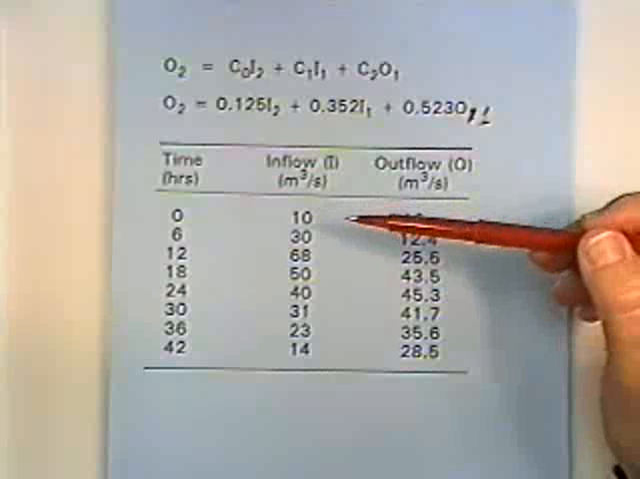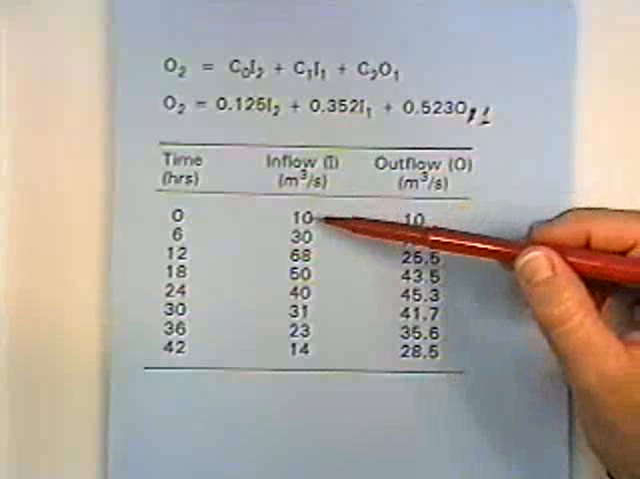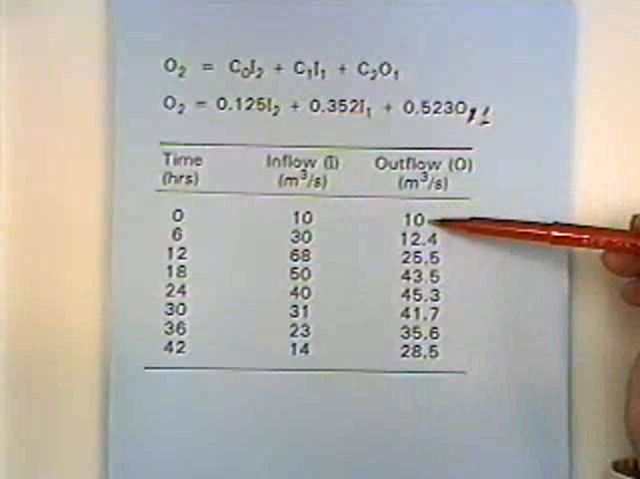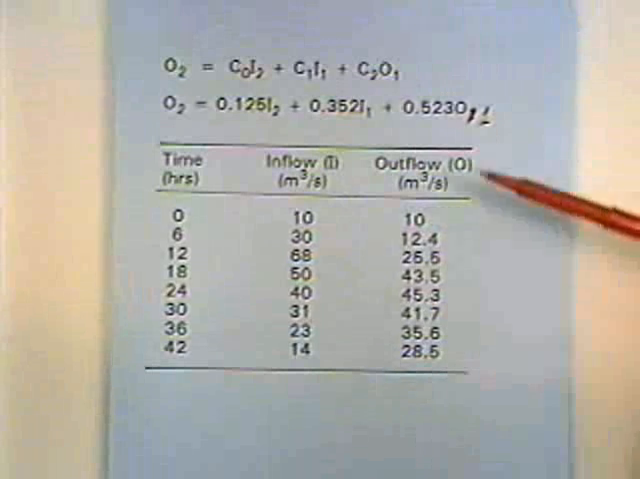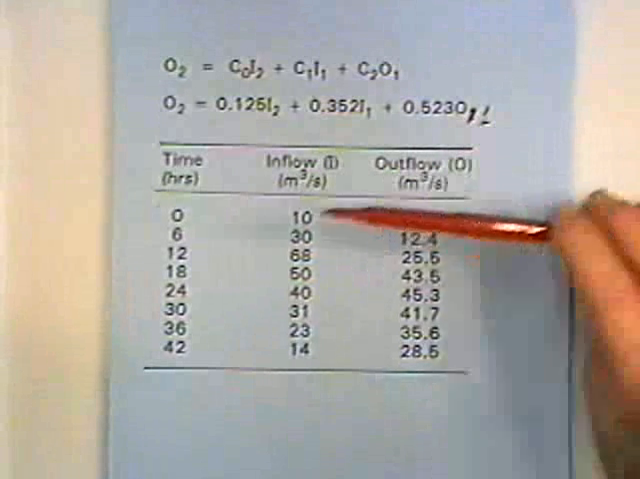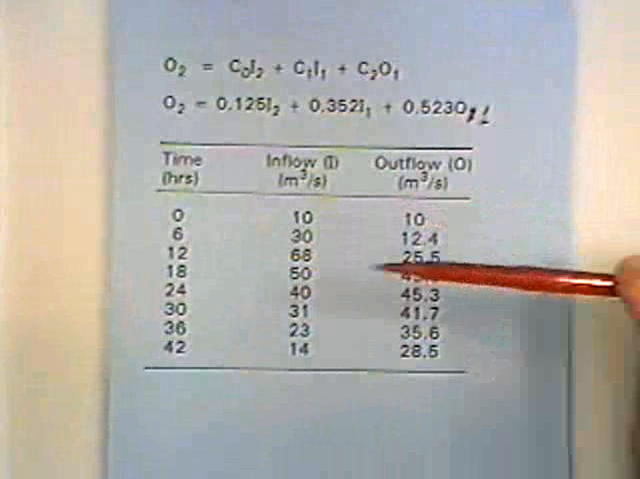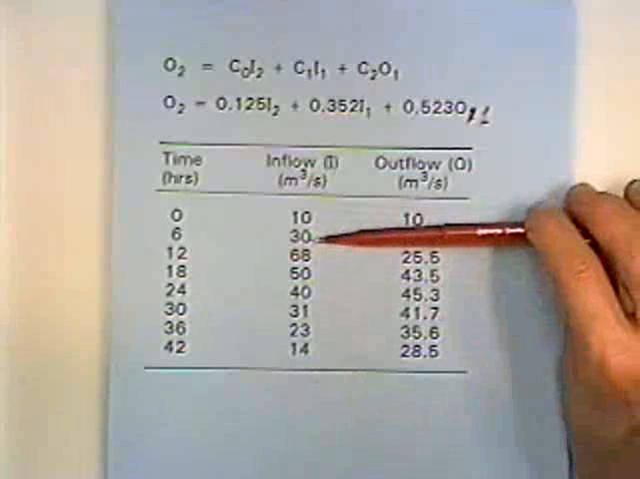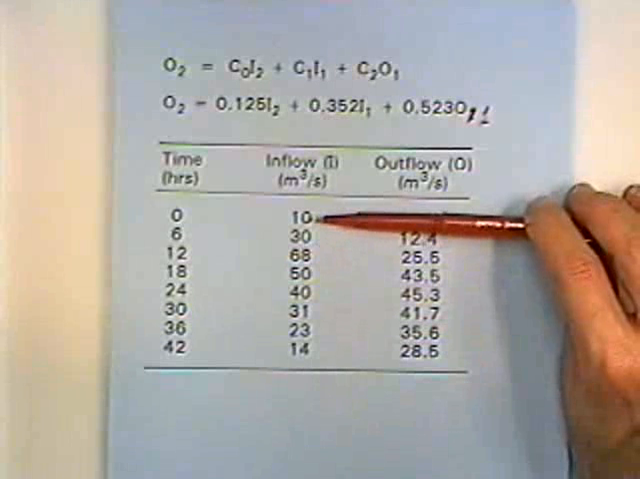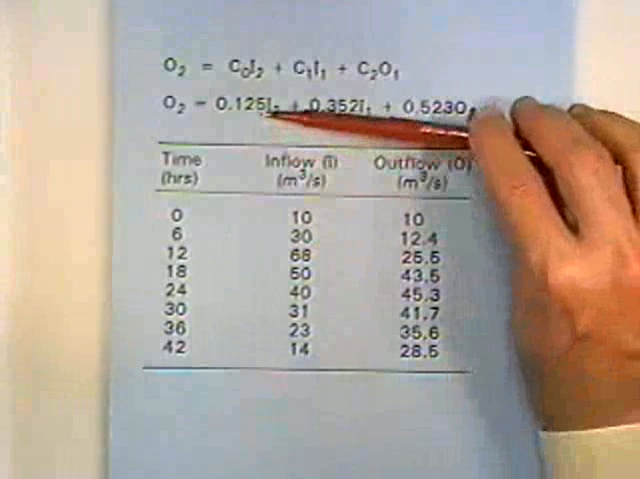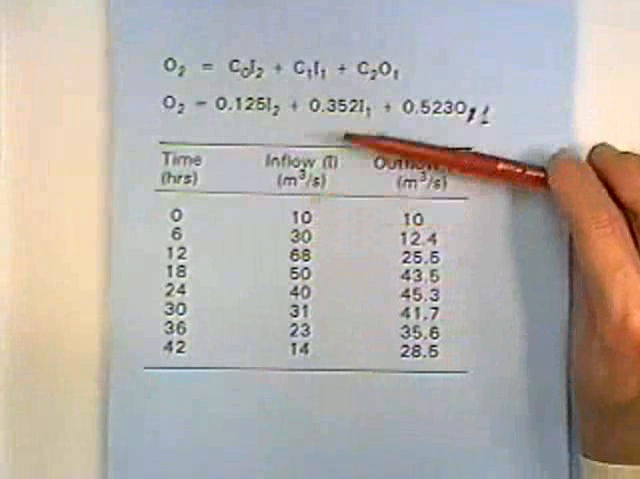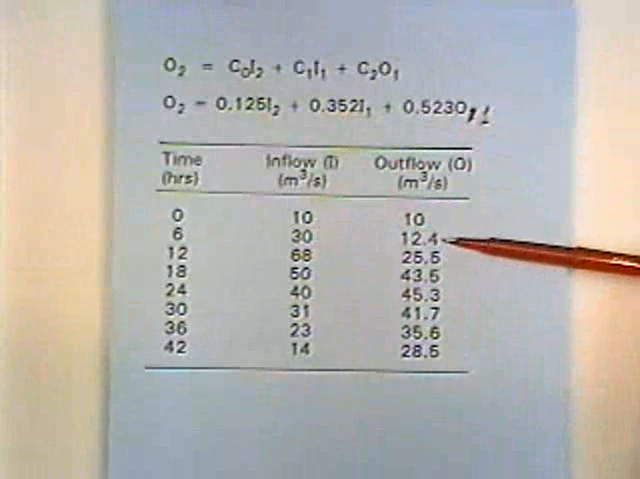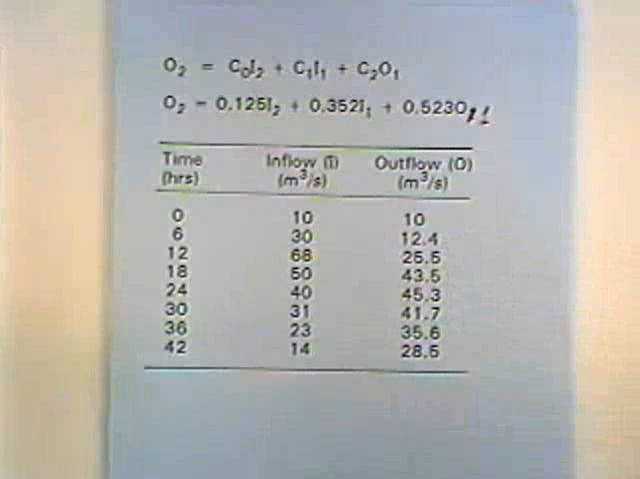Now, at time 0, we'll assume steady flow at the beginning. If there's 10 cubic meters per second upstream, we'll assume 10 cubic meters per second downstream, and then it's just a plug-in. And so subscript 2 is the end of the period, so to get the outflow, we just take I2, which is 30 times 0.125, plus 10 times 0.352, plus 10 times 0.523, and we get 12.4. Then we do it all over again.